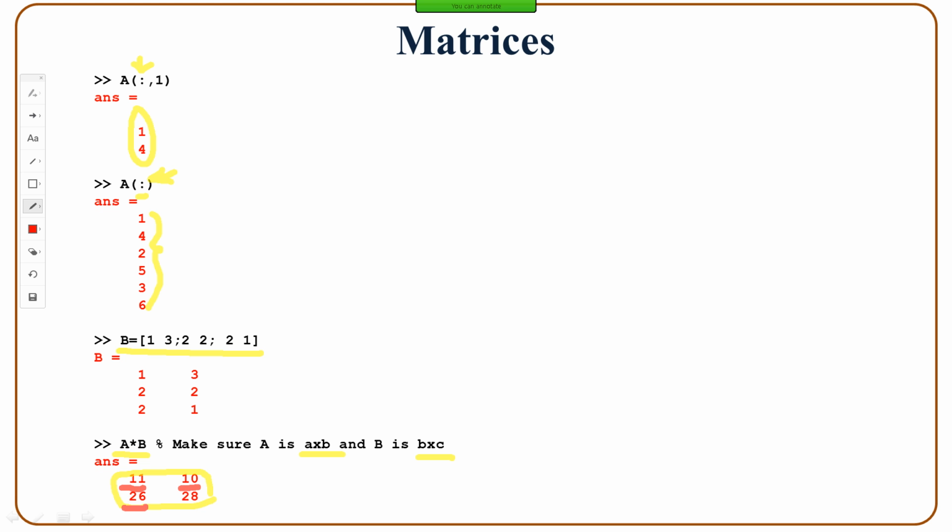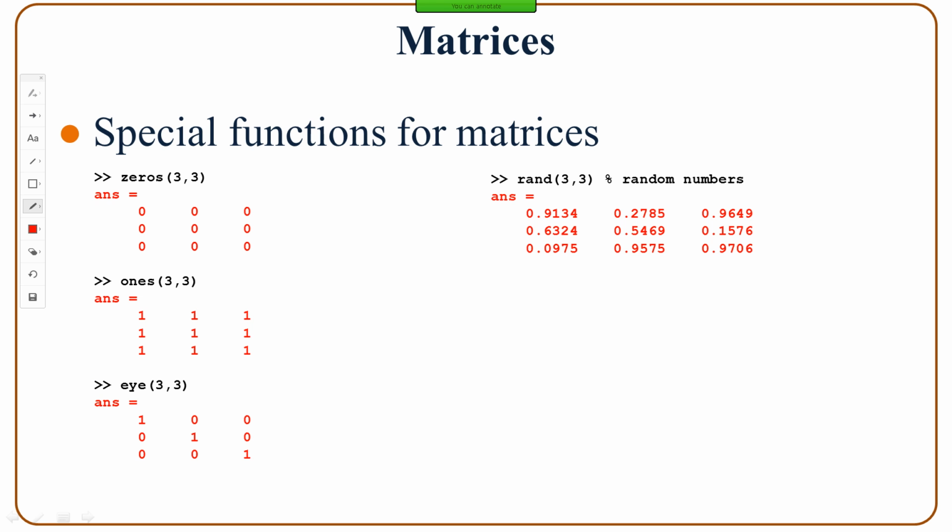There are special functions for matrices. Zeros, this function gives an array with all zeros. So if you say zeros(3,3) it would give a 3 by 3 matrix with all zeros. And similarly, ones(3,3) would give a matrix with all ones. And this is a 3 by 3 matrix. And eye(3,3) would give an identity matrix with all ones on the diagonal. And this is also a 3 by 3 matrix.